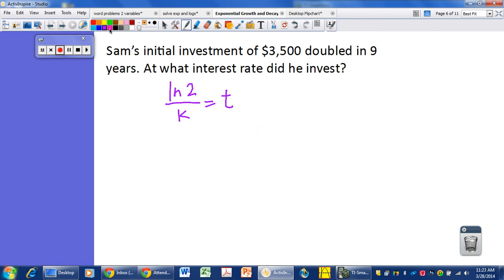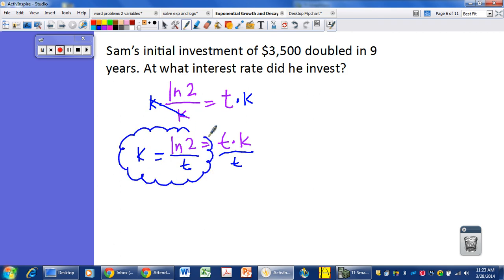So if we want to solve this for k, we can have a nice equation for the rate. So we multiply both sides by k. We get the natural log of 2 equals t times k. So if we divide both sides by t, you find that we have a very similar equation for the rate. So if time is the natural log of 2 divided by the rate, that means the rate is the natural log of 2 divided by the time.